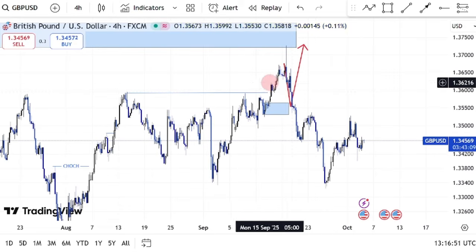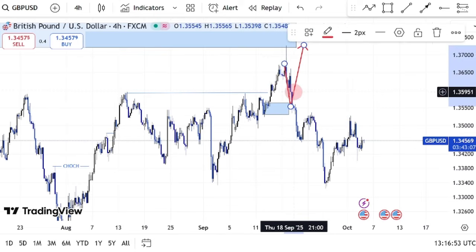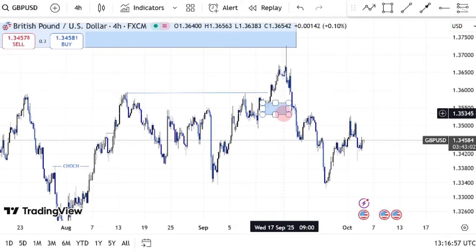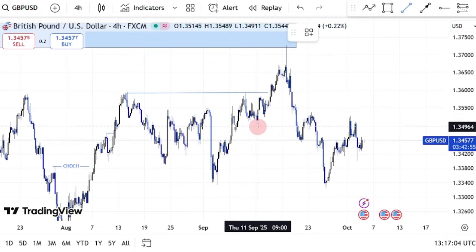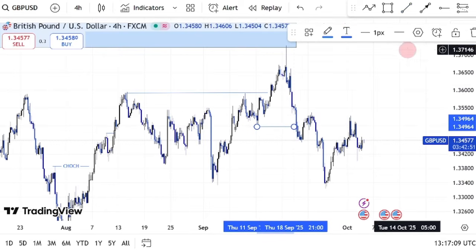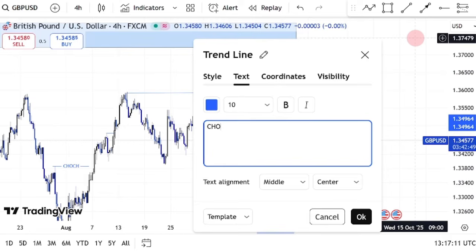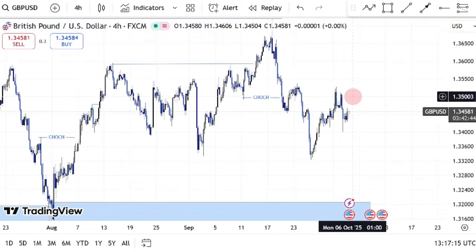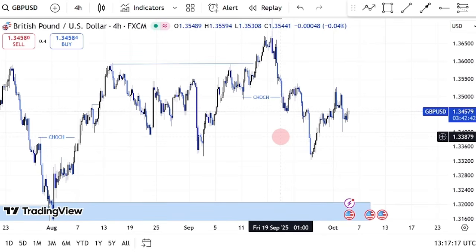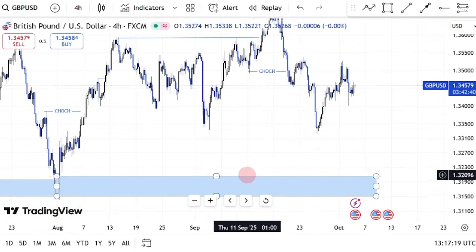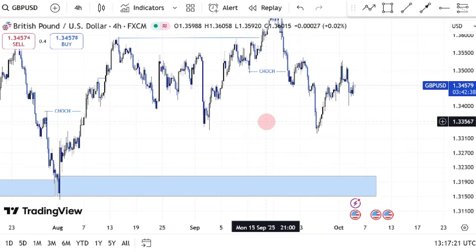Okay, let me take everything out now so we can see what we would have done differently. So looking at this, this was the last low. This gave us a change of character to the downside. After having this change of character, we already have in mind that this is our 4 hour zone we want to see price come back into.